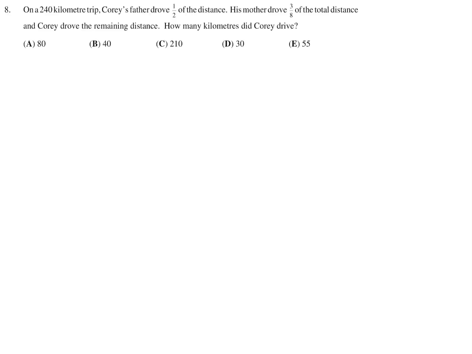On a 240-kilometer trip, Corey's father drove half of the distance. His mother drove 3/8 of the total distance, and Corey drove the remaining distance. How many kilometers did Corey drive? So you're going along this route here, and it's 240 in terms of its total distance. So Corey's father drove half. So that means Corey's father drove half of 240, which is 120.